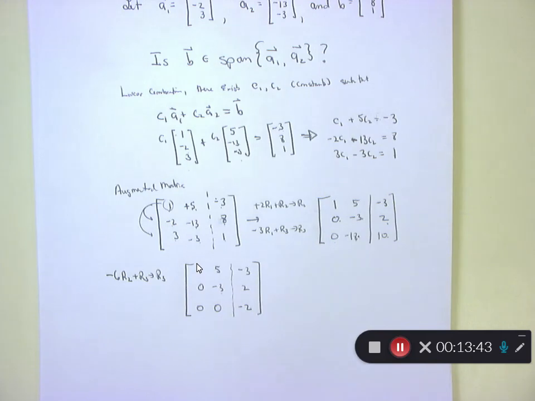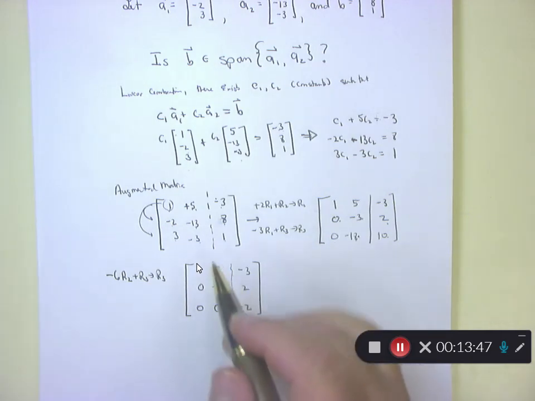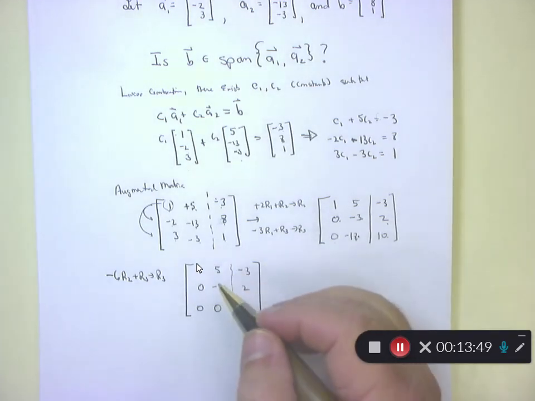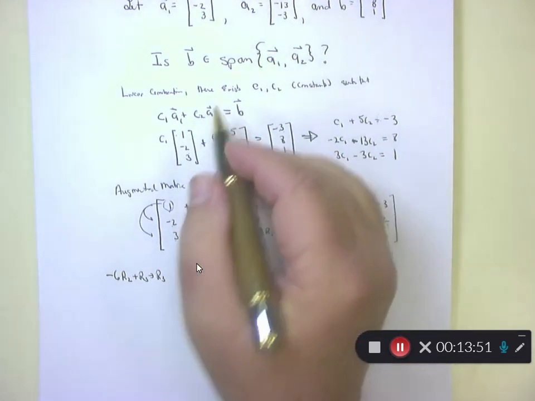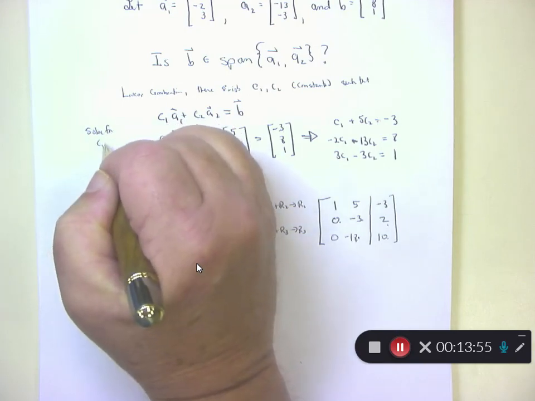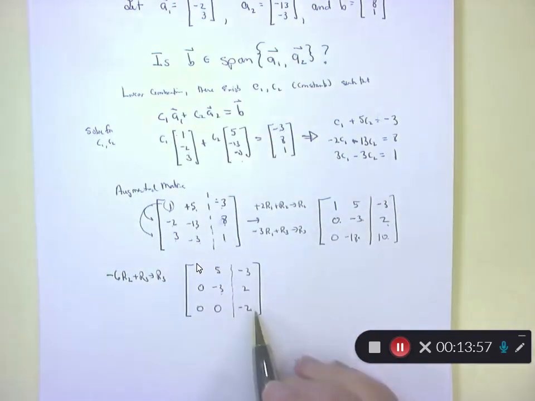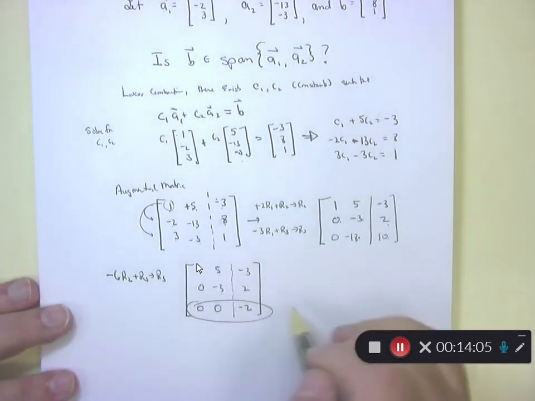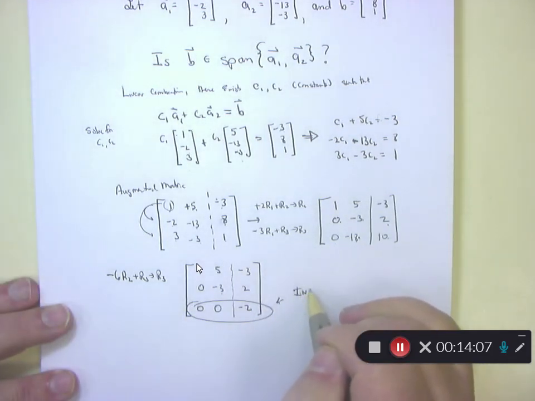Do I need to do that? Remember what the question is. We're trying to solve for C1 and C2. At the end of the day, to find the span, we need to solve for C1 and C2. And when I see something like this on an augmented matrix where my coefficients are 0, augmented with a number that's not 0, that right there tells me, what is it? Inconsistent.